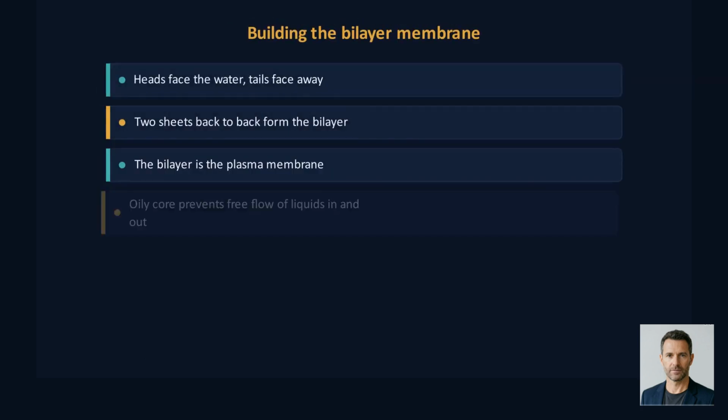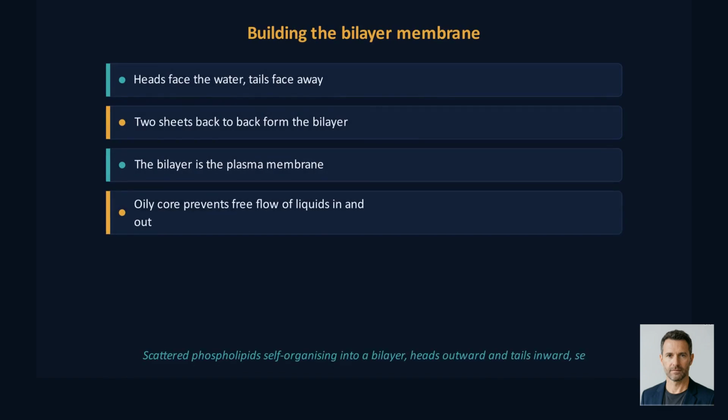Now drop a crowd of these phospholipids into water and watch what happens. The hydrophilic heads turn to face the water, while the hydrophobic tails turn away from it and huddle together. The result is 2 sheets of phospholipids back to back, a phospholipid bilayer, with the tails sandwiched in the middle and the heads facing the watery worlds on either side. This bilayer is the plasma membrane. And because the oily core in the middle repels water, the membrane prevents the free flow of liquids into and out of the cell. In other words, the very same water-fearing tails that drive the membrane to assemble also seal it, turning a loose crowd of molecules into a controlled barrier around the living cell.